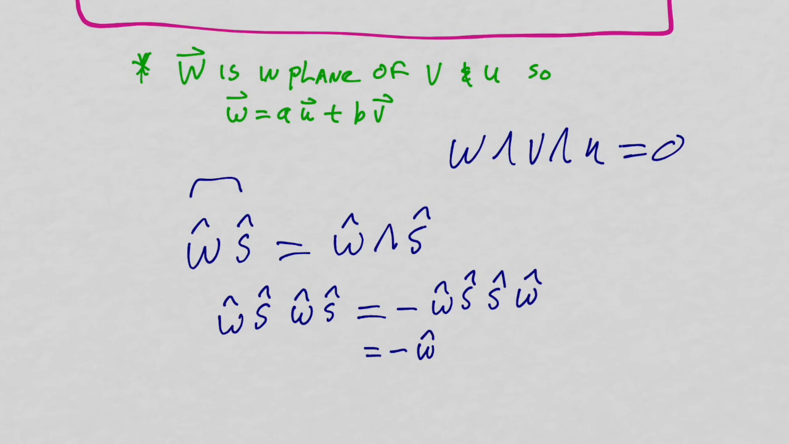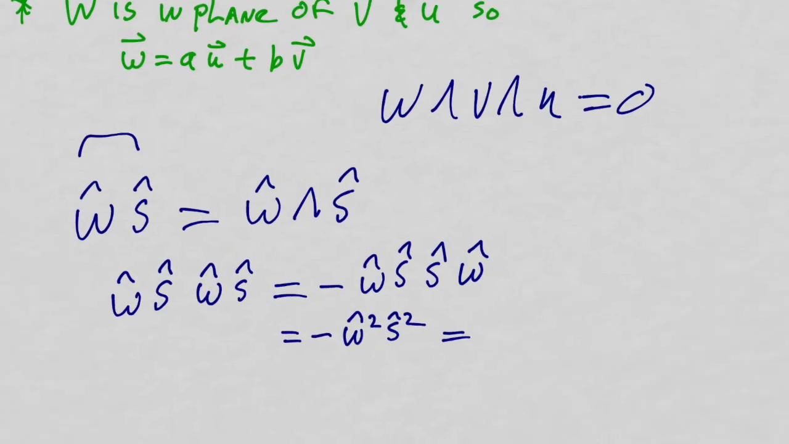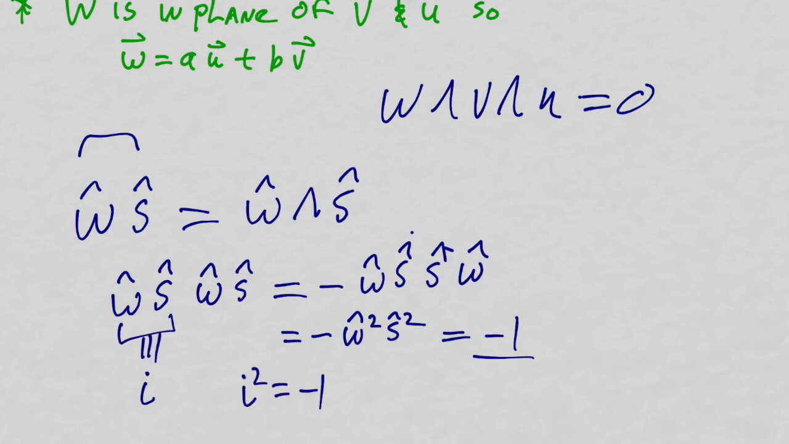W hat squared S hat squared, which in our Euclidean system, the way we created W and S, is such that they will be unit vectors. So this is going to be minus 1. Oops, minus 1. So if we redefine this as, let's say, little i, then we would have little i squared equals minus 1.